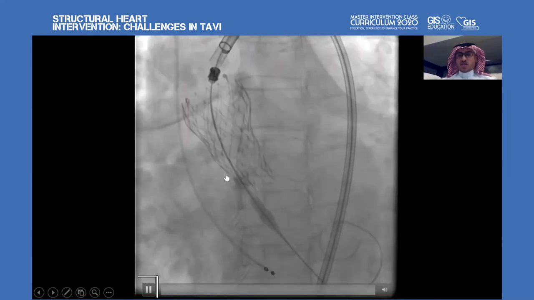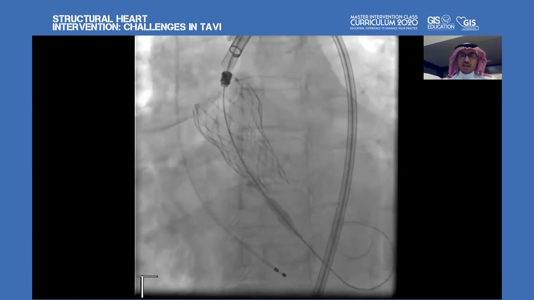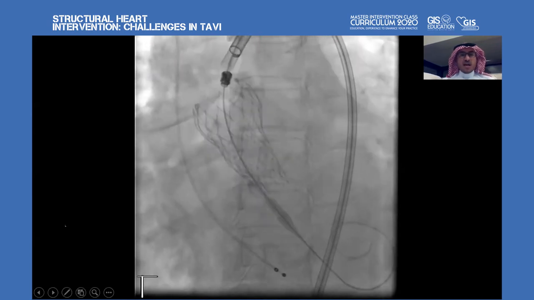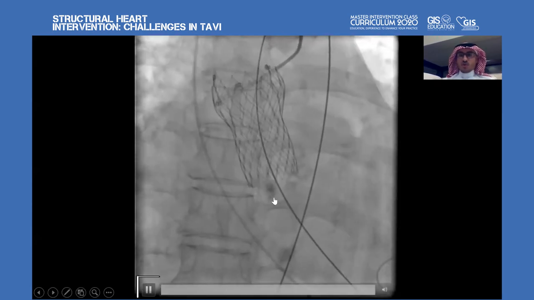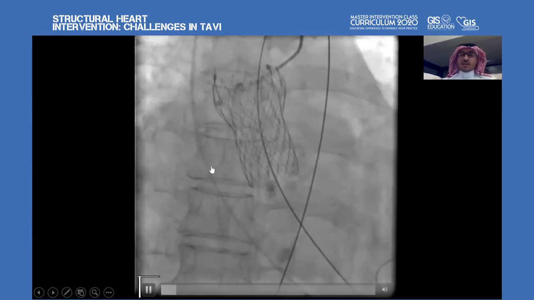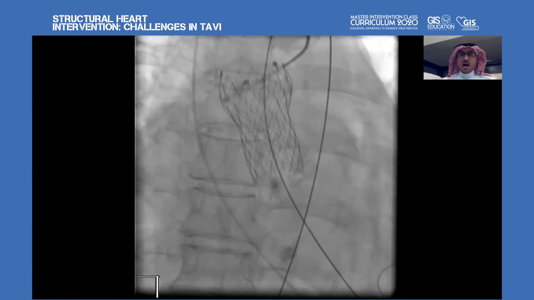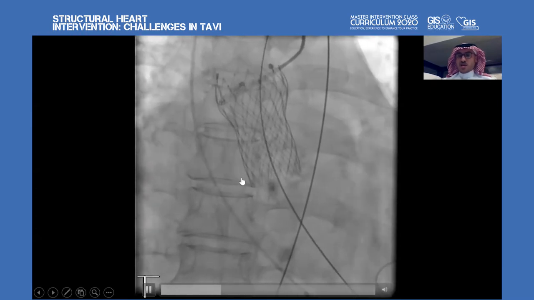Based on this, we had a discussion: should we post-dilate this with a balloon, or should we do a balloon valvuloplasty or not? And we thought, yes, we would. As we were preparing for the balloon, we stepped on fluoro and we noticed that the valve has migrated up. This is without balloon valvuloplasty. However, even with this, there were no hemodynamic changes.